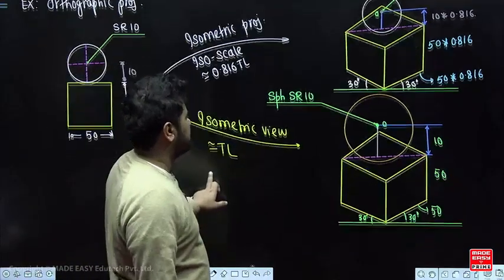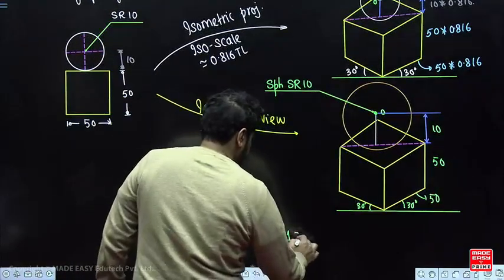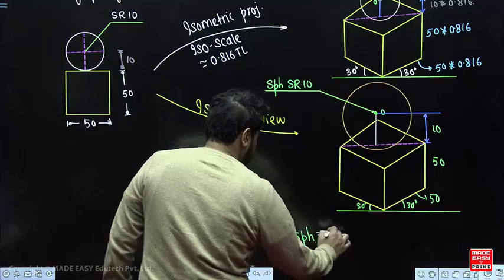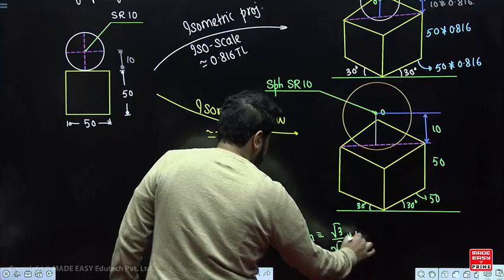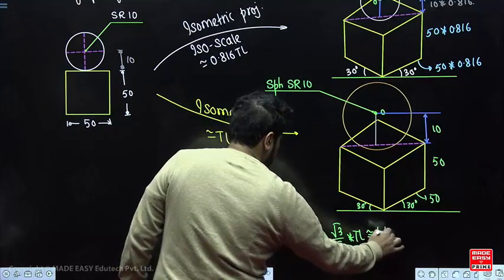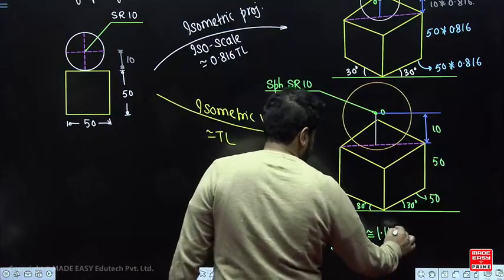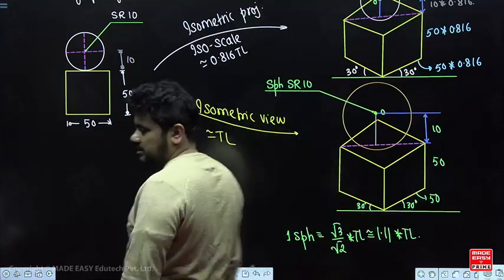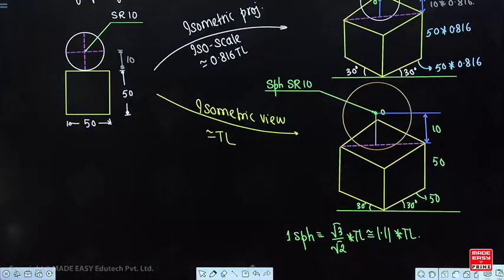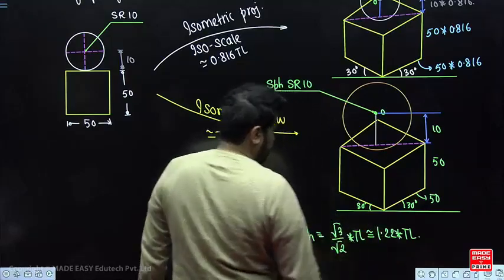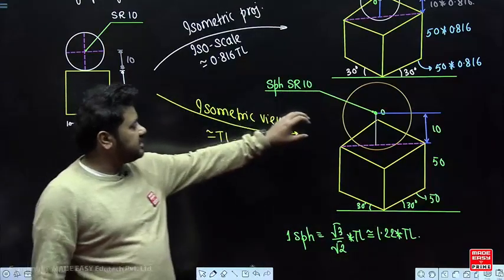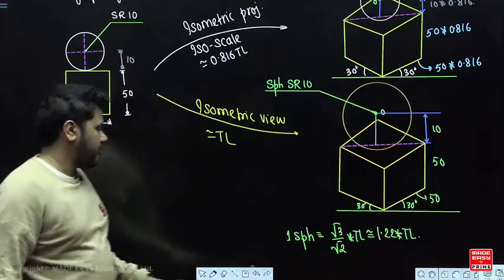Now, what is 1 SPH? This 1 SPH, called a spherical radius, is equal to root 3 upon root 2 times the true length. That is approximately 1.11 times the true length, right? So the radius has increased by a factor of about 1.22, right?